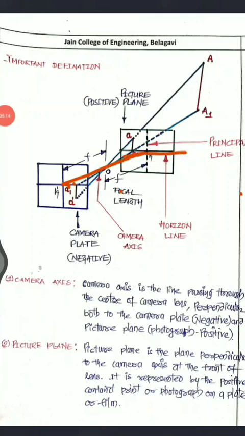See, this is a horizon line. This is a horizon line, right? And we'll go one by one, then you'll come to know what things are there. First definition is about the camera axis.